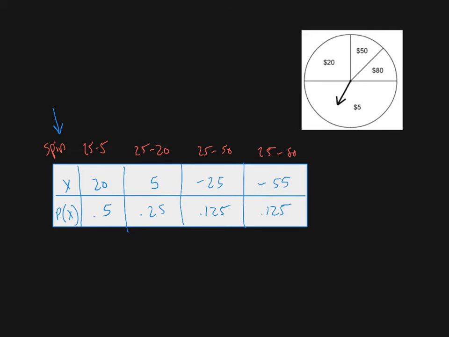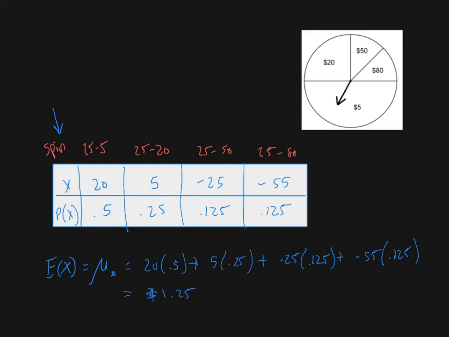So now we've got to calculate the expected value, or our mu of x is equal to 20 times 0.5 plus 5 times 0.25 plus negative 25 times 12.5% plus negative 55 times 12.5%. So go ahead and press pause and see if they have an expected earnings at this point instead of a loss. And at this point, if we had a lot of players, it looks like they should expect to make about $1.25 per spin. And you say, well, that's really not a lot of money.